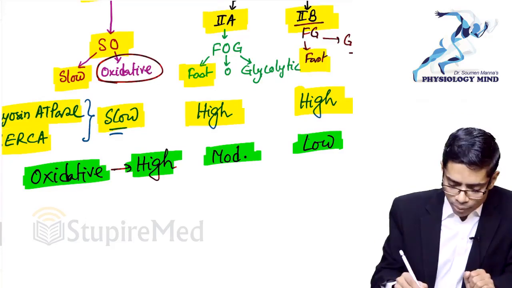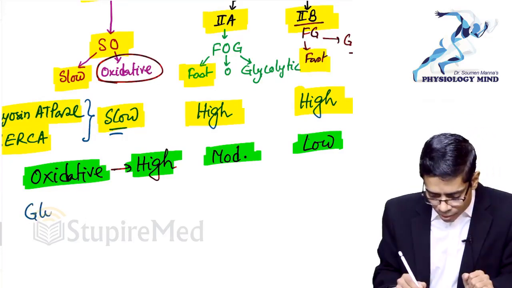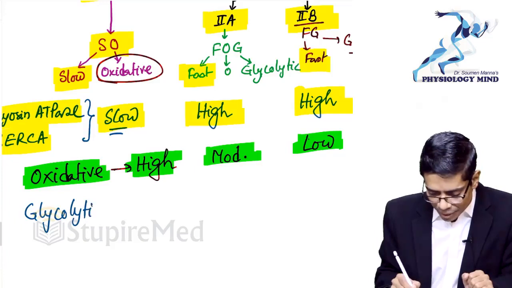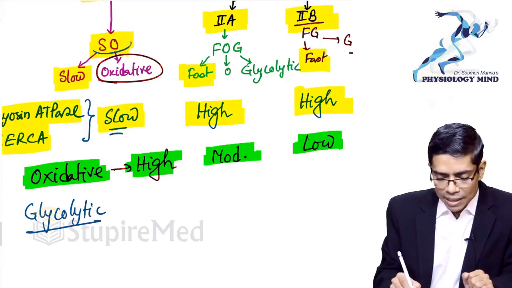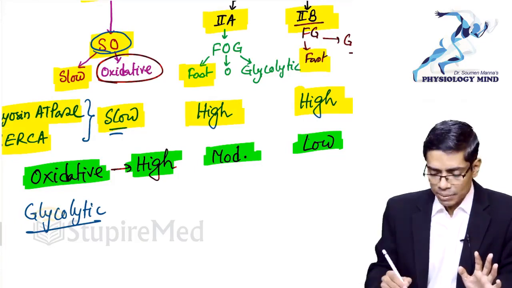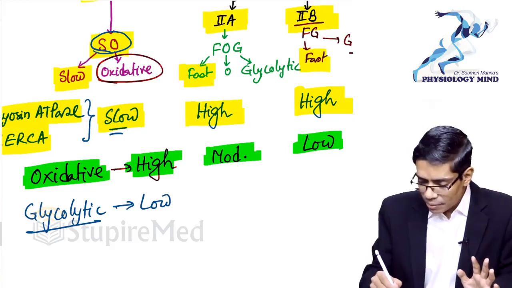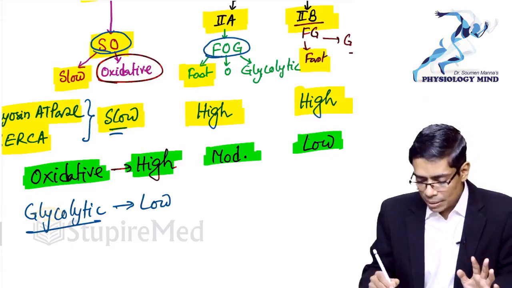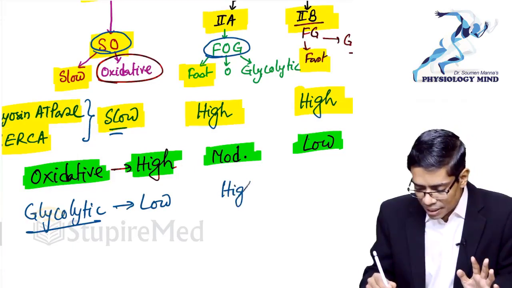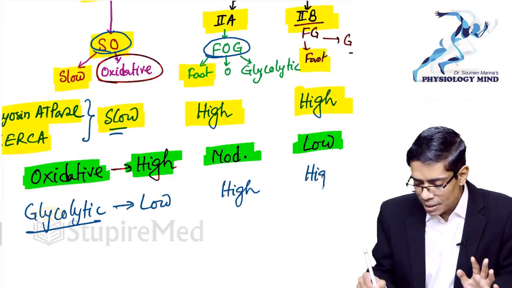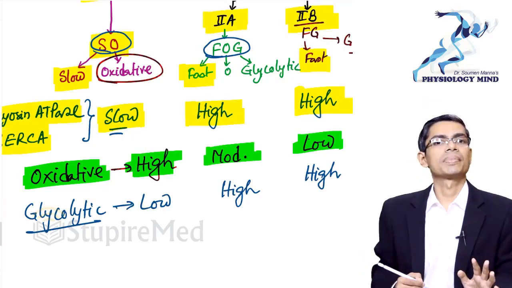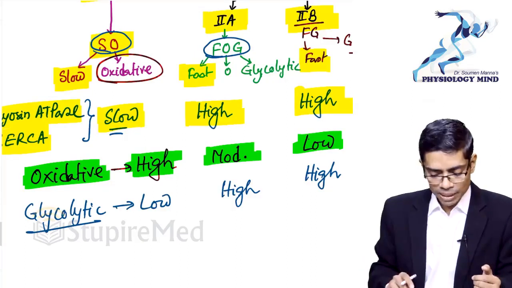Then what about glycolytic activity? Obviously this is SO type of muscle, meaning glycolytic activity will be very low. But in case of FOG, oxidative glycolytic, both are there. So glycolytic activity is high here, and glycolytic activity is also high here. So this is done about the metabolism.